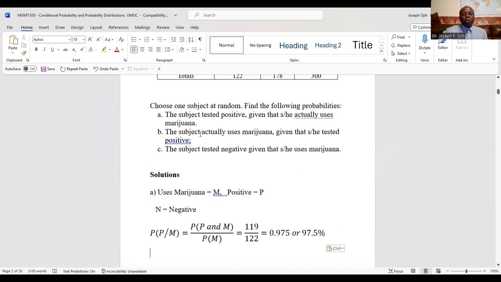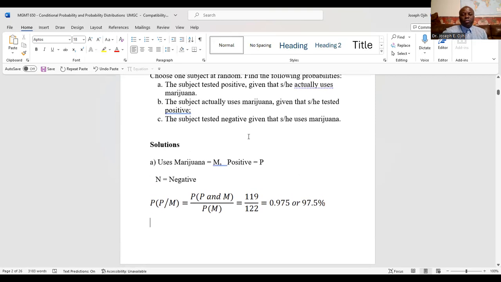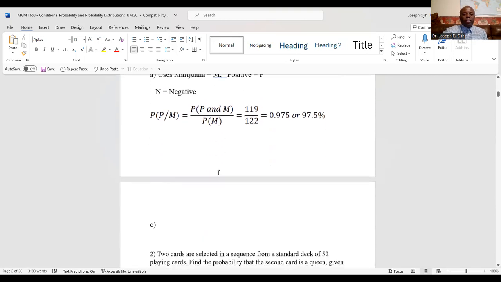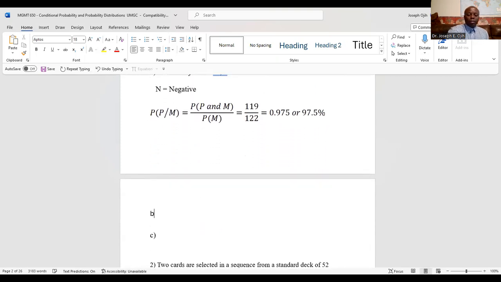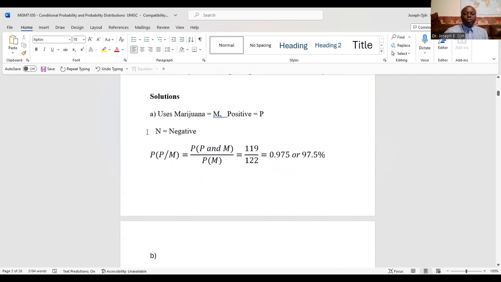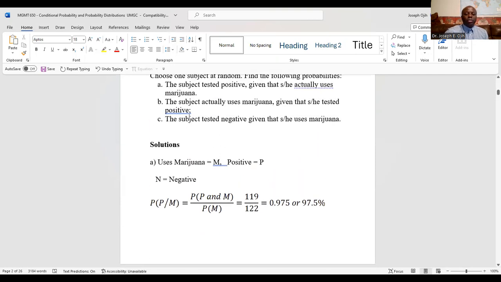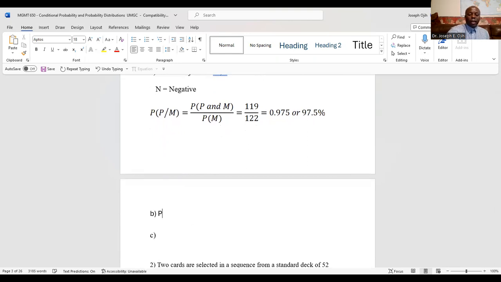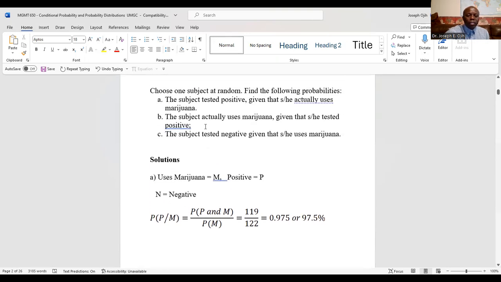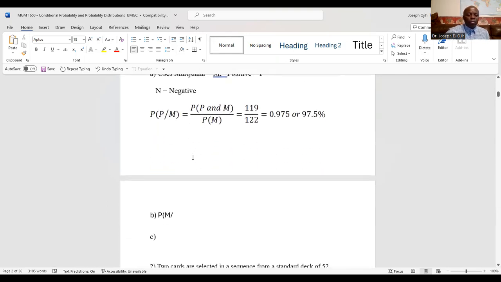It says the subject actually uses marijuana given that he or she tested positive. This is part B. The subject uses marijuana, which means we're looking for the probability of M, given that they tested positive, P.